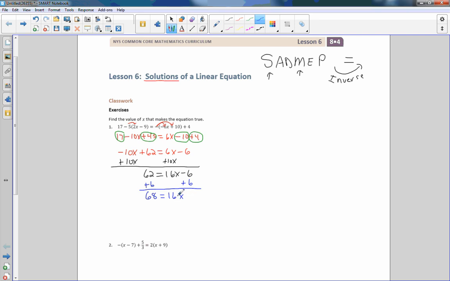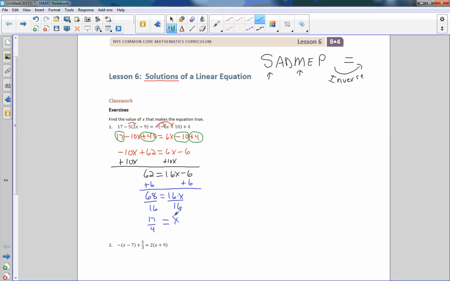This is multiplication. The inverse of multiplication is division. So to cross the equal sign with that 16, I need to divide by 16. These 16s cancel, and I get x. 68 divided by 16 reduces to 17 over 4, or 4 1/4. Okay? And we found the value of x making that equation true.